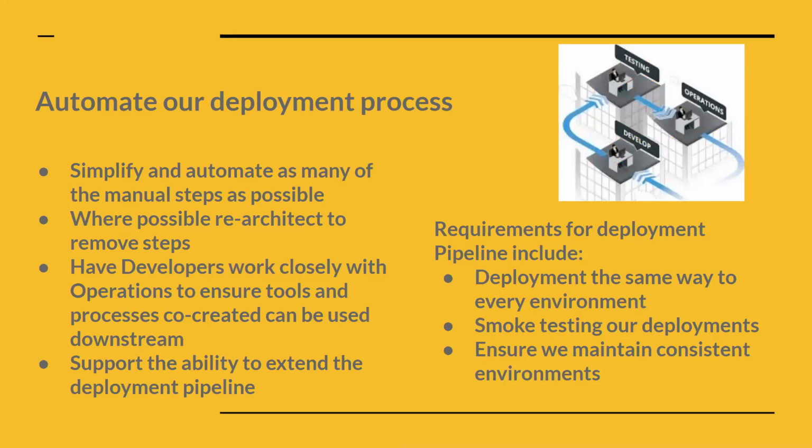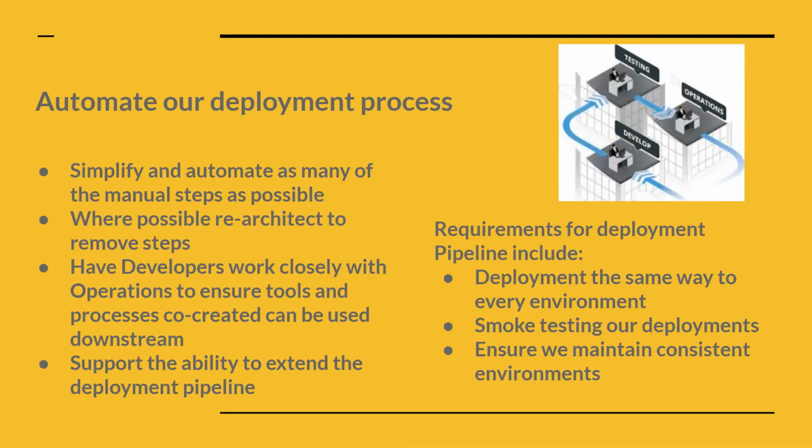Let's start with automate our deployment process. Here we learned that in order to achieve good outcomes, an automated mechanism that deploys code is needed in production, and we should remove as many manual steps as possible, and remove steps that take a long time to complete. Developers will also need to work closely with operations to ensure the tools and processes created can be used downstream. There are also tools that provide continuous integration and testing that support the ability to extend the deployment pipeline.